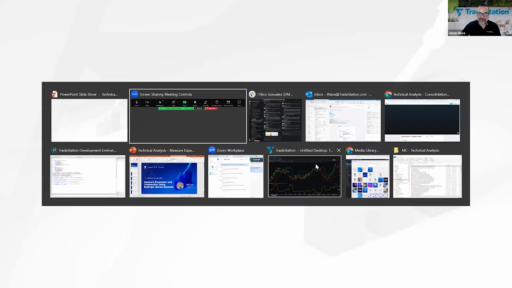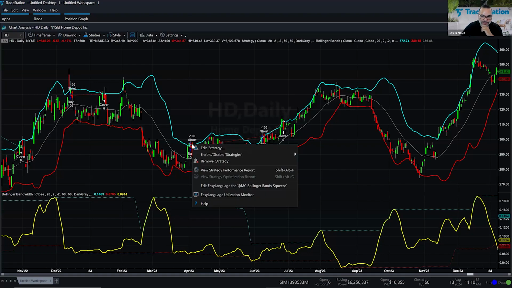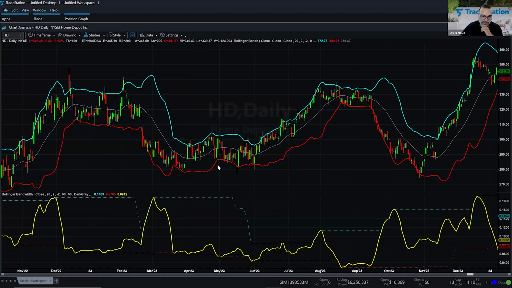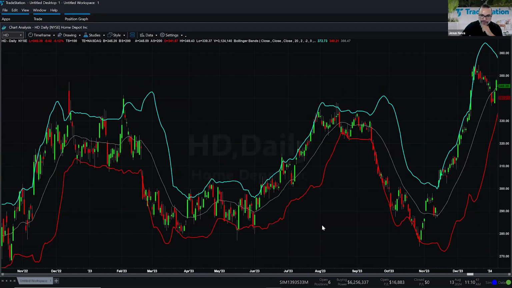Let's go ahead and take a look at those indicators on TradeStation and understand them a little bit better. Let me disable the strategy, remove the strategy altogether, because I wanted to concentrate on the Bollinger Bands. Let me disable the Bollinger bandwidth. Okay, perfect.